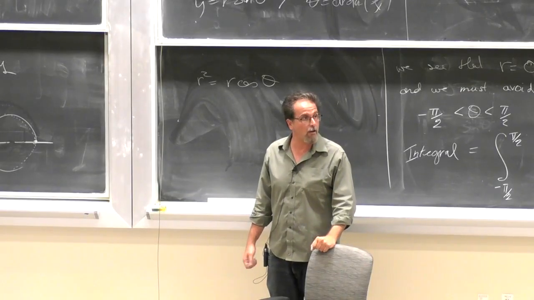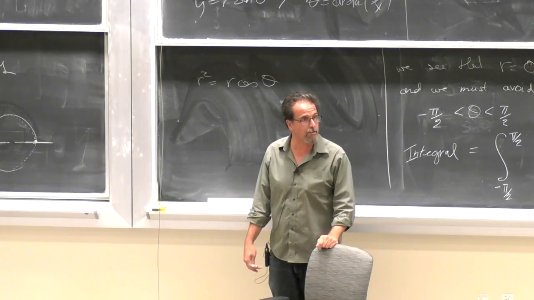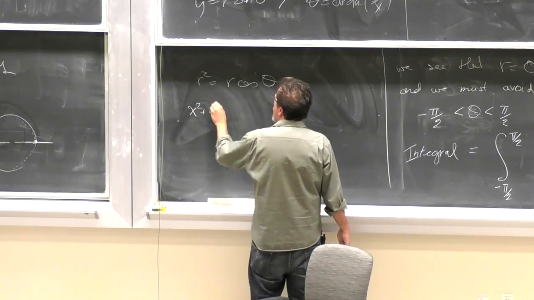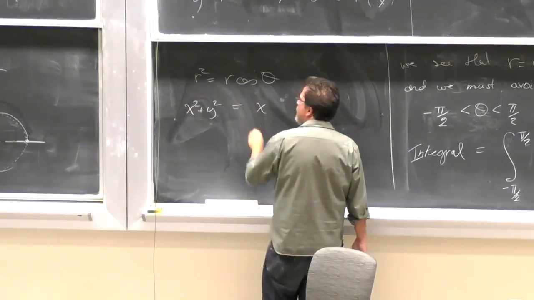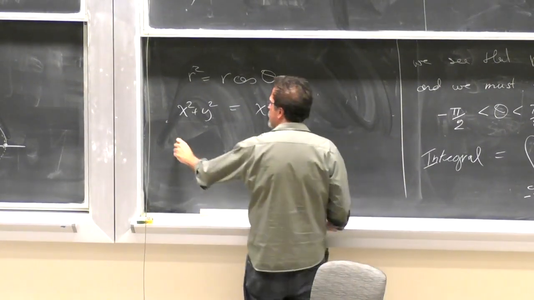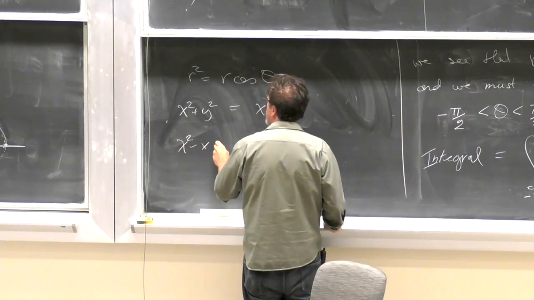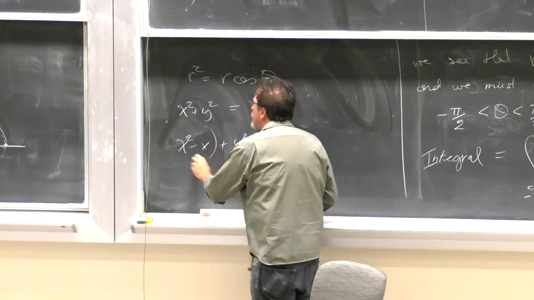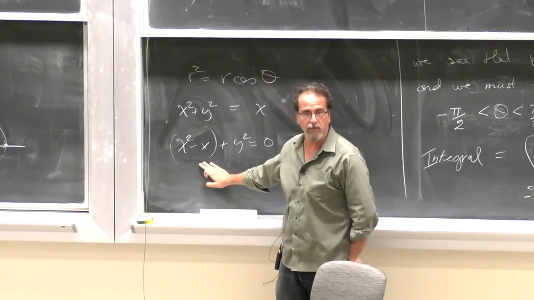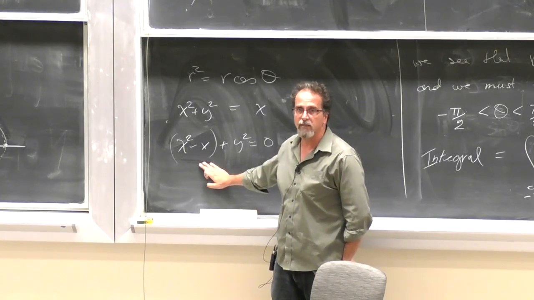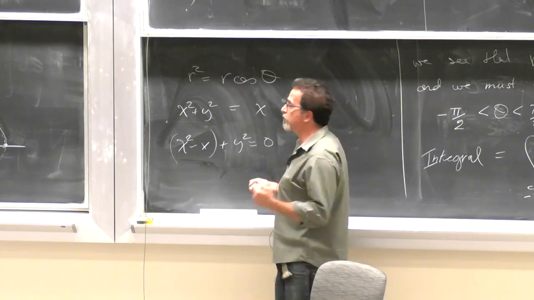R squared, now you express that in Cartesian coordinates. Okay, that's x squared plus y squared. And r cos theta is just x. You bring the x over to this side. x squared minus x plus y squared is equal to 0. And you complete the square of this thing right here. Whenever you see a quadratic, completing the square is like your money shot, okay?